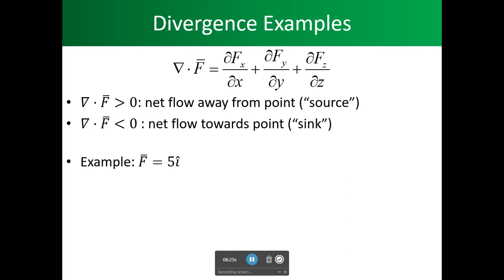There's 5 in the x direction. Okay, so if you take the derivative of 5, a constant, you get what? 0. Okay, so now, what is this one? Okay, it's all going in one direction, clear. Okay, this example of 5i is just all going in that one direction.